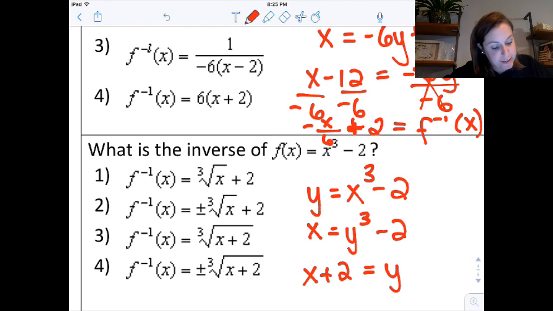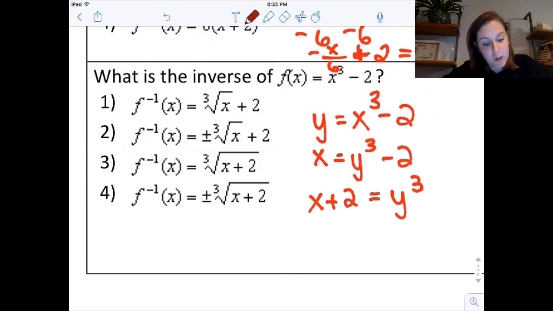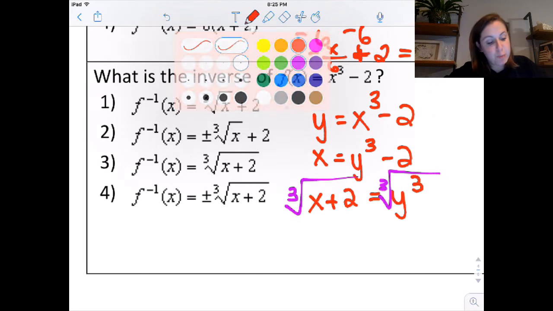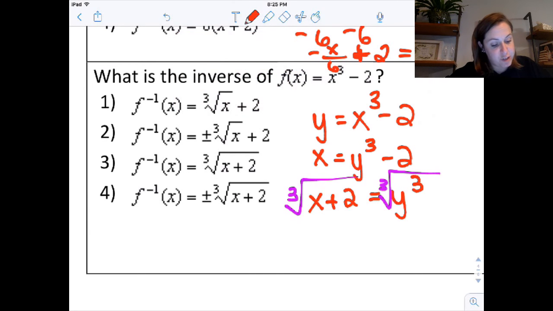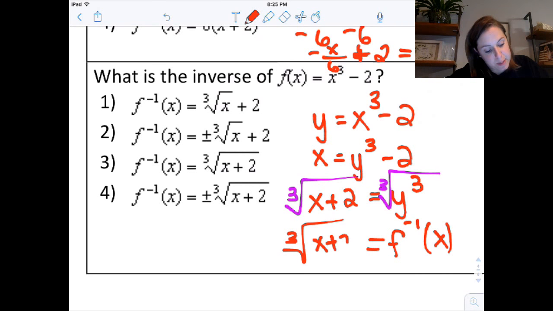So here's what that looks like. Cube root this, cube root that. Cube and cube root undo each other. So this side is just y, or I'm going to write it as f inverse. And then this would be the cube root of x plus 2. So that is answer choice 3. Don't let the plus or minus square scare you. This isn't a square root. So just look at that.